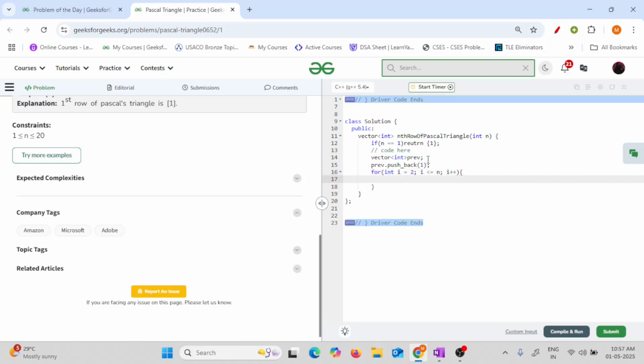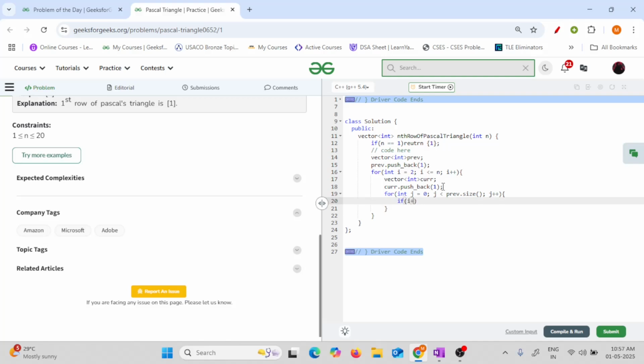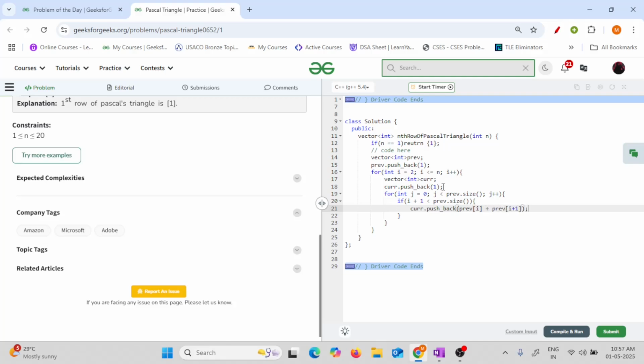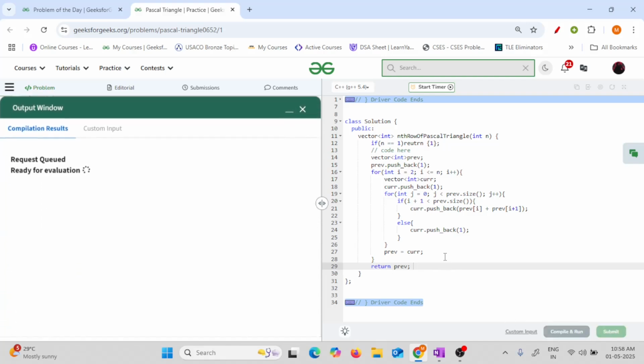Now I'll create a new vector called current. For the current row, I'll insert the 1. Now I'll start iterating on the previous row, so j is less than previous dot size, j plus plus. If i plus 1 is less than previous dot size, I'll simply add current dot push back previous of i plus previous of i plus 1. And if this condition is not met, I'll just add the last element, which is 1. After that I'll update the row, so for the next iteration previous becomes current. Now I'll return the previous. So let's see if it passes all the test cases or not.